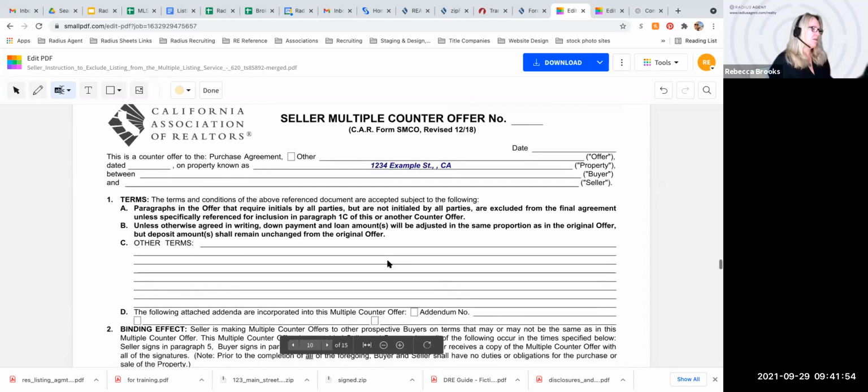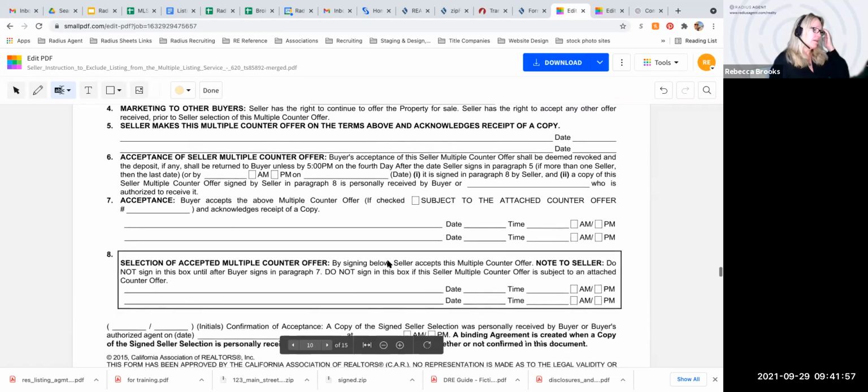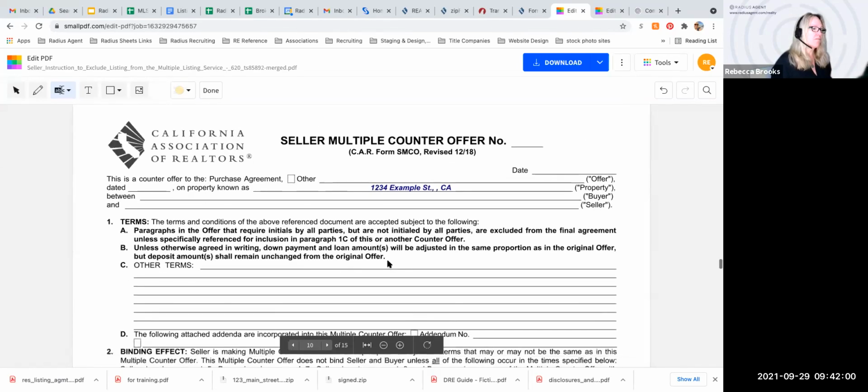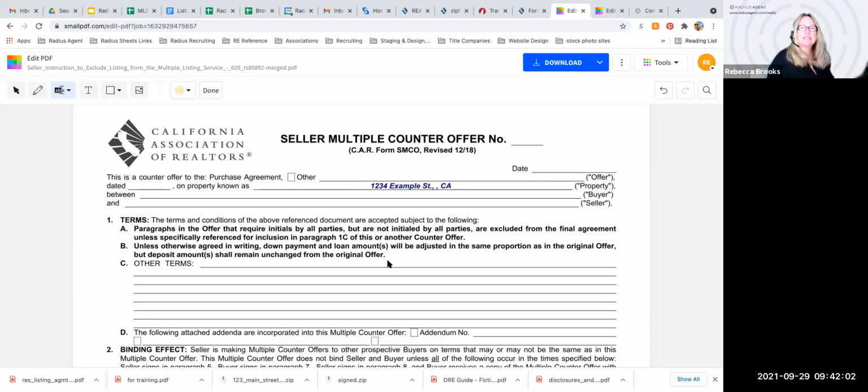This is another form that people have questions on all the time, and this is the multiple counter offer form. And so yes, it is true that a seller can counter more than one offer at a time. The seller can counter as many people at a time as they want. Say that they got like 5 offers and they want to issue 5 multiple counter offers, they can do that, right? This is the form that they would use. They are able to counter each one of those different offers with different terms. It doesn't have to be the same across the board. Okay, so they can look at each contract and they can write a counter offer for each different person. And this is the form that they would use.